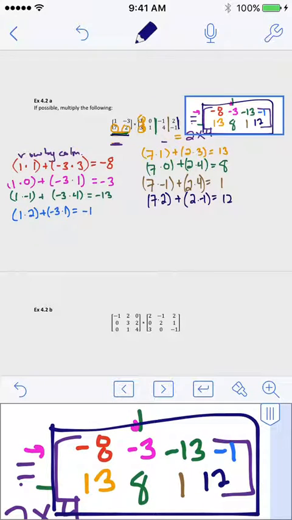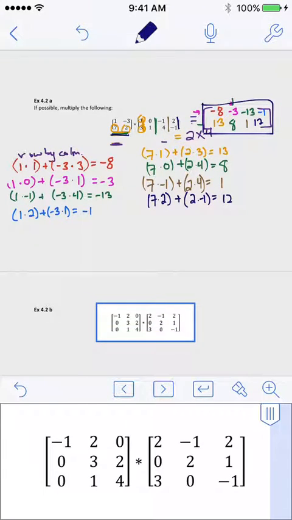If you have any questions, you can stop the video now. I also would like you to stop so that you could try out this next problem on your own. Yes, I know there are quite a few more entries. It doesn't matter. It's the same process. Row by column, row by column, row by column. So give it a pause and give it a try.